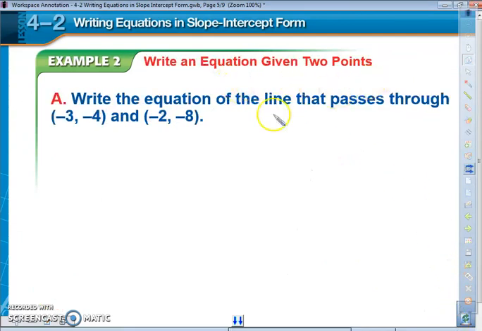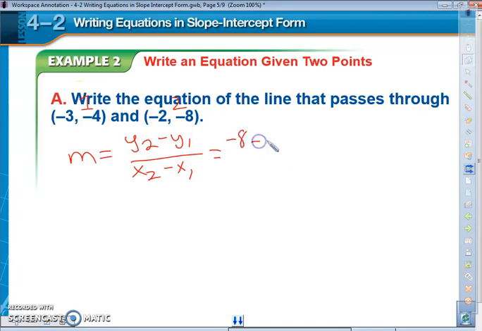Okay, so what if we're just given 2 points and we're not given the slope? Luckily, we know that slope equals y2 minus y1 over x2 minus x1. Okay, so now I can just take these points and put them in there. I'm going to say that this one's 2, this is 1. So -8 minus -4 over -2 minus -3. Wow, there's a lot of minus signs up there. Let's change some of these to plus. Okay, -8 plus 4 is -4. -2 plus 3 is plus 1, which equals -4.